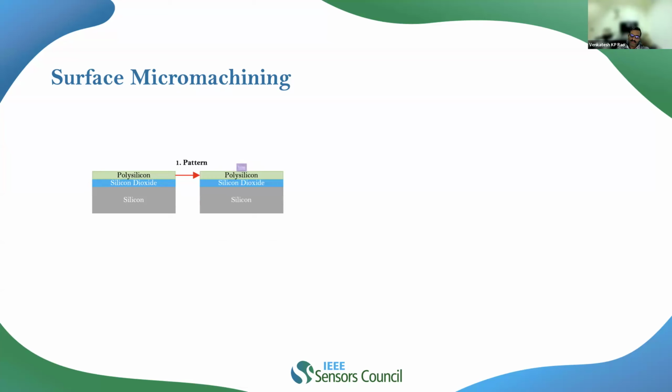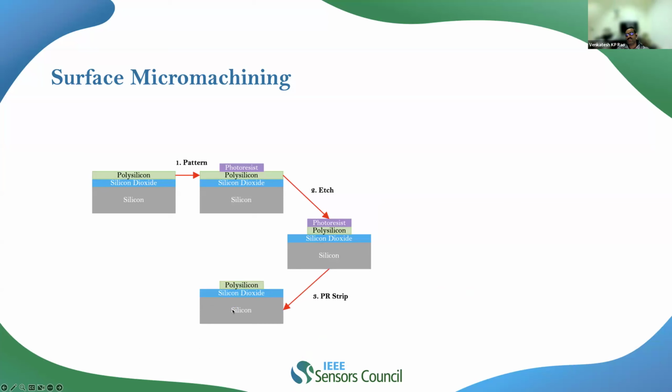For which you deposit the photoresist, spin coat the photoresist. After spin coating, we will expose it, and then you do the etching, and after the etching process we will strip away the photoresist, so we will get a suspended structure, right? And then you release this, and you will basically get a suspended structure.